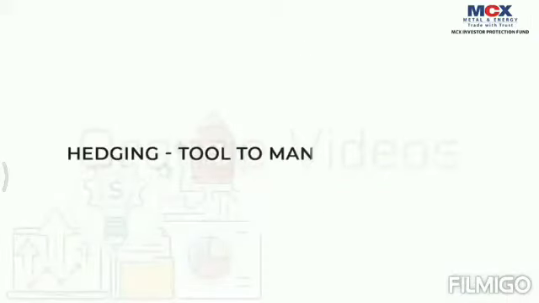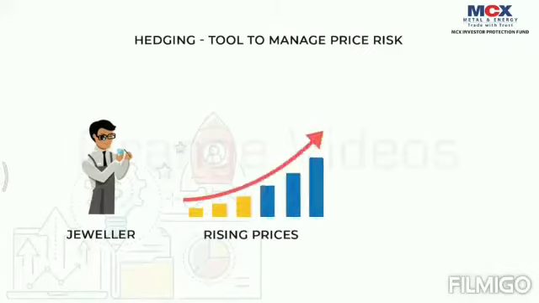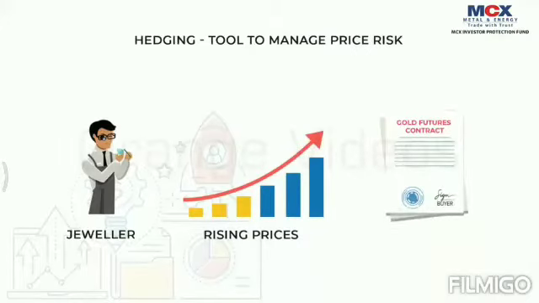Hedging is a tool to manage price risk. For example, consider the situation of a jeweler who uses gold as raw material. The biggest risk for this jeweler is that the price of gold might rise in the future. To protect against this risk, the jeweler enters into buying a gold futures contract to lock in the price. The price agreed upon to buy gold is called futures price. By buying a futures contract, the jeweler has gone into a long hedge. This is how he goes about managing his risk.